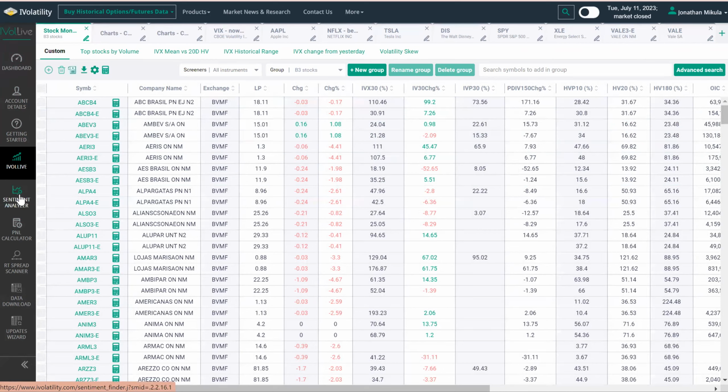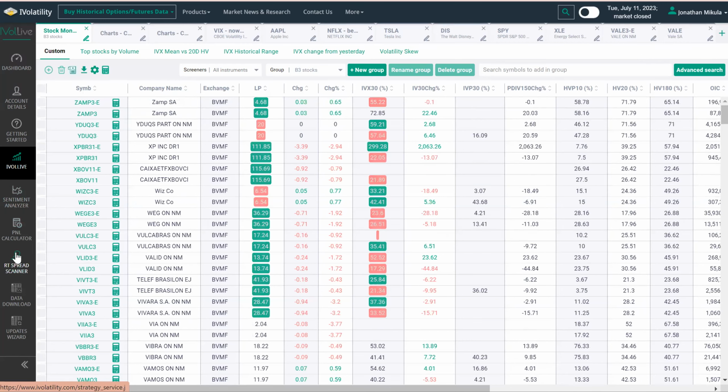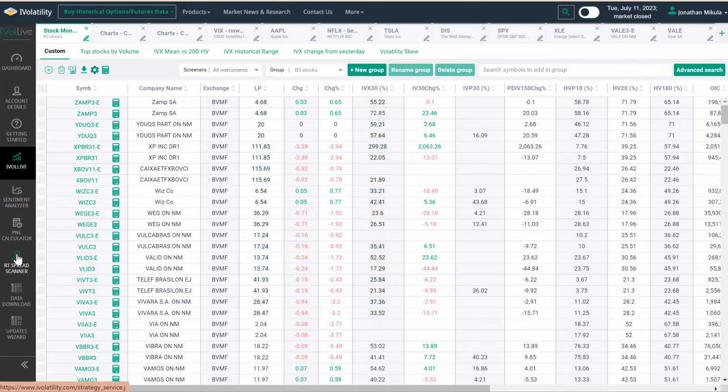IVolLive, you do some research. Sentiment analyzer, you double check the sentiment on the underlying stock you're interested in. And then P&L calc is where you go to run the scenarios, and then if you want to take it to an advanced level, you go to the real-time spread scanner to run that stock against 8 or 9 different spread strategies. So I'll briefly touch on that at the end because there is a really cool kind of mini P&L calc built in there.